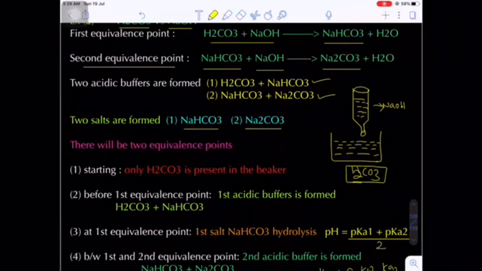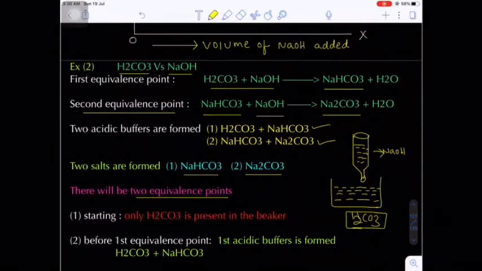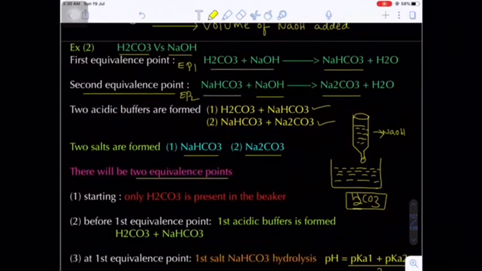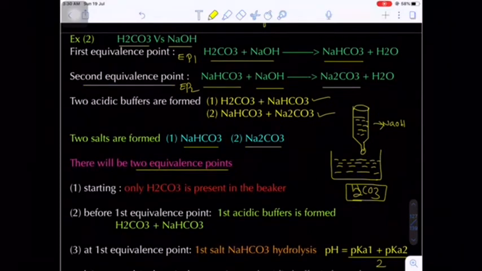The first salt will be sodium bicarbonate, NaHCO3, and the second salt will be the sodium carbonate. Okay. And how many equivalent points will there be? Two equivalent points. So this is the first equivalent point, EP1. The second equivalent point is called EP2. Okay. Now in the beginning we are adding NaOH into the carbonic acid beaker.